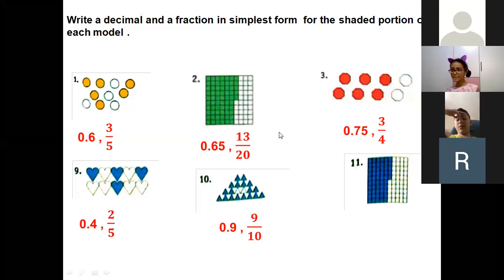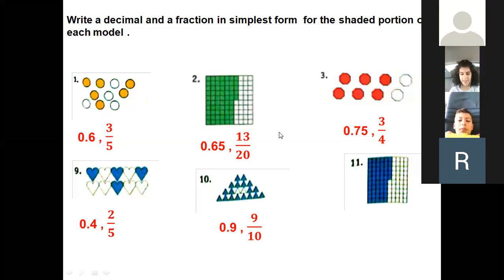Let me choose Zaina Abu Daya. Yes, teacher. Yes, Zaina. 11, right? Yes, 11. So the shaded part is 55 out of 100. Yes, it's 55 out of 100.